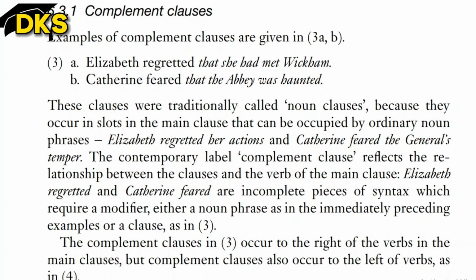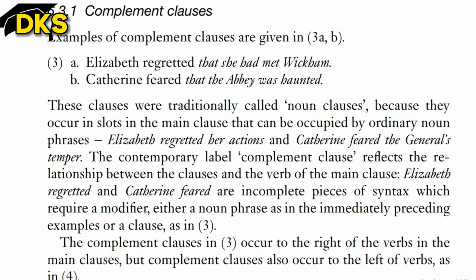Elizabeth regretted that she had met Wickham. So "that she had met Wickham" is telling us about "regretted", which is a verb. But at the same time, after a verb we usually get a noun, which is an NP place. So that is why "that she had met Wickham" is coming at the place of an NP. This is called a noun clause. But these days people do not talk about it as a noun clause. Rather, people talk about it as a complement clause. Another name for a complement clause is a complementizer.